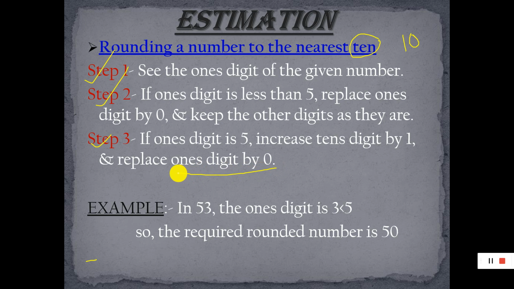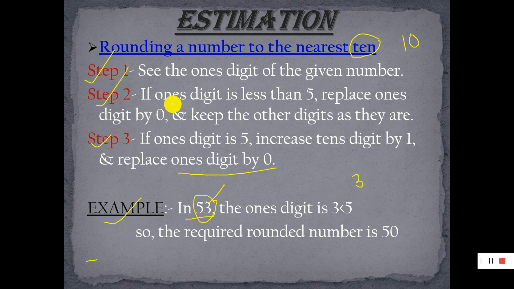How can we use these steps on a number? Let us take an example and understand how we apply the steps and how we can round the number to the nearest 10. The first example is 53. First step, see the ones digit of the given number. What is the ones digit? 3.